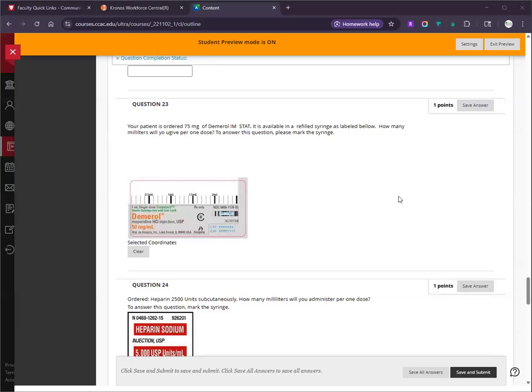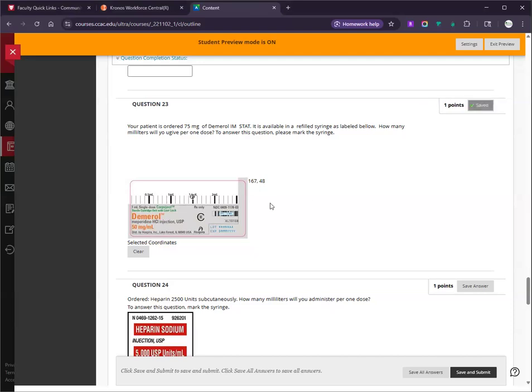This is just another one. On the paper test, they'll have you mark what are called tubex, or what are they calling this? They're calling it just a syringe, but this is probably like a tubex. On this one, you're just going to drop your pointer where you think your answer is. So the order is 75, the available is 50. I think that ends up being 1.5. So we just drop a pointer there.